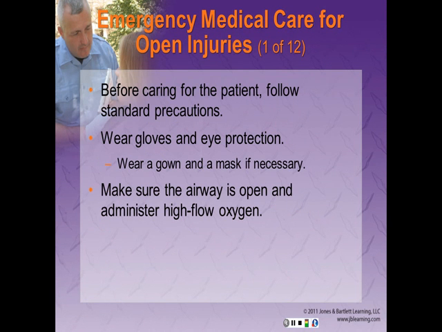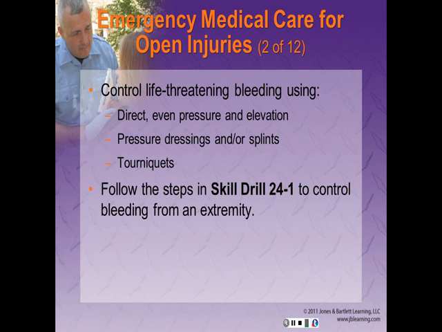Before you begin to care for a patient with an open wound, you must follow standard precautions. You need to wear gloves, eye protection, and if necessary, a gown and a mask. Make sure that the airway is open and administer high-flow oxygen. Control life-threatening bleeding using direct, even pressure and elevation, pressure dressings or splints, and as the final step, tourniquets. Follow the steps in skill drill 24-1 to control bleeding from an extremity.